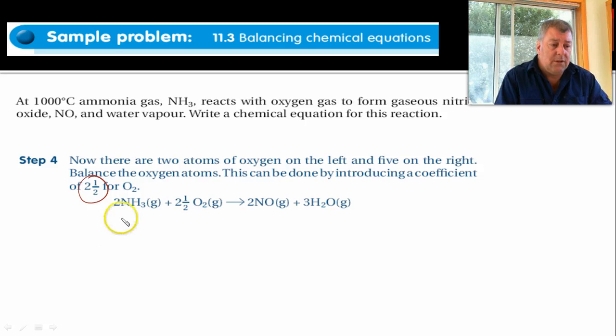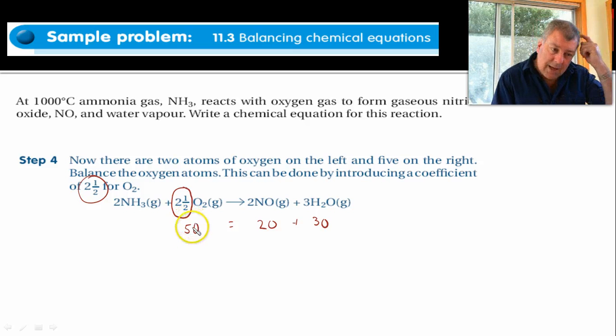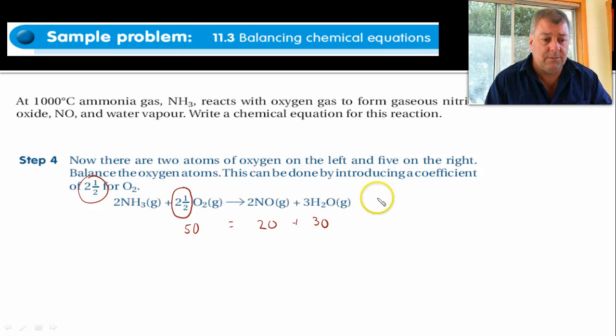So we've got the hydrogens balanced, we've got the nitrogens balanced, and we use this half here because 2.5 times 2 equals 5 oxygens, doesn't it? And because here we have 2 oxygens plus 3 oxygens. Alright, so that 2.5 gives us our 5 oxygens, and it balances it. And it's a tricky little technique to use, and we don't use it very often, but we will use it, and I recommend that you use it. So make sure you understand what they just did there.